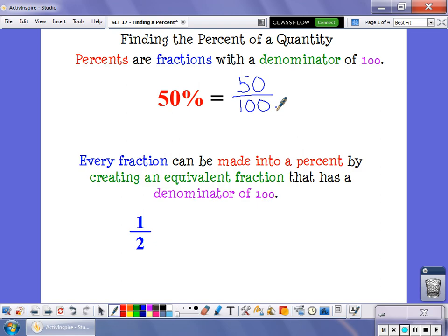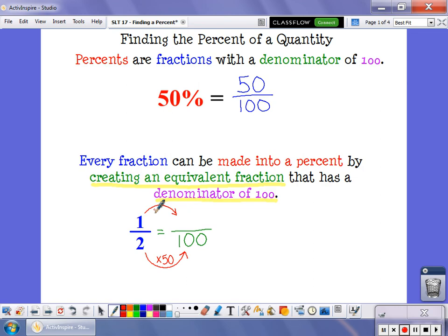That can help us because that means every fraction can be made into a percent by creating an equivalent fraction that has a denominator of 100. So look at 1/2. If I want to turn 1/2 into a percent, I need to create a fraction that has a denominator of 100. Well, I know using equivalent fractions, to go from 2 to 100, I'm going to multiply by 50. It's like 50 groups of 2 make up 100.